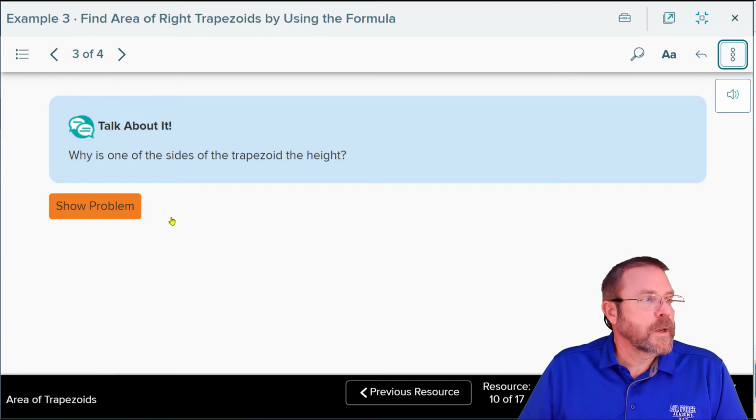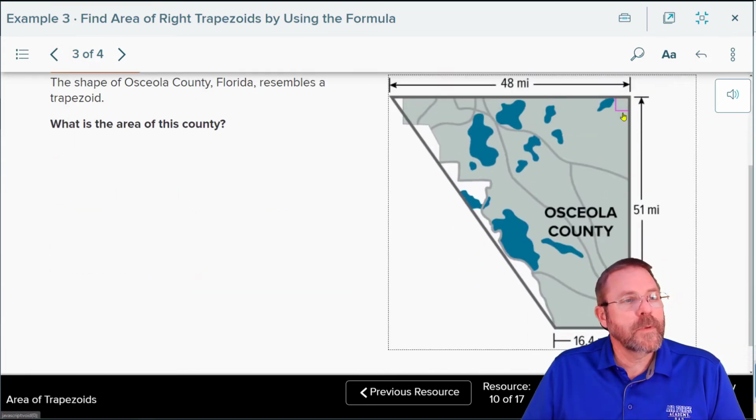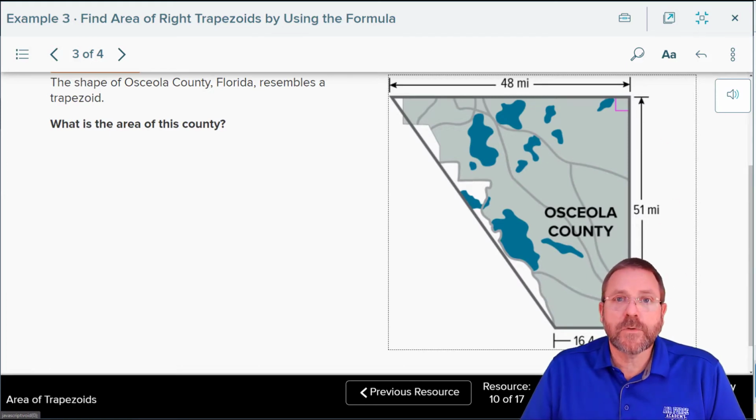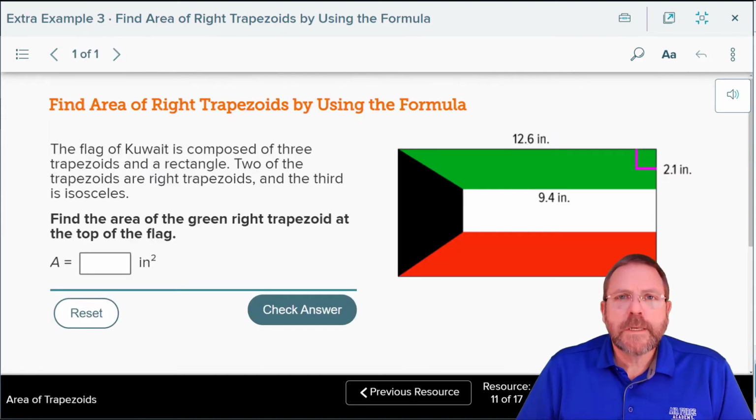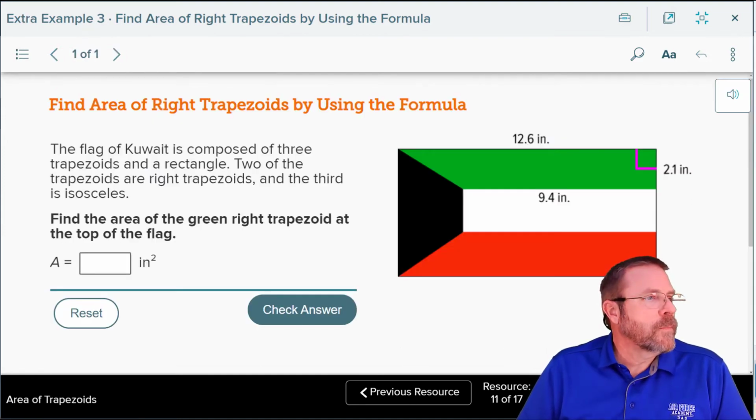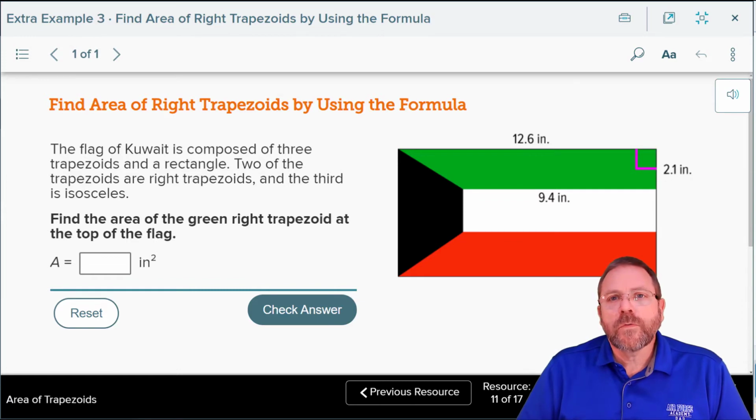Your textbook did ask, why is one of the sides going to be the height? Well, it's going to be the height because remember, your height is always going to be the distance between the two parallel lines of your trapezoid. Once again, it's going to be your turn. Go ahead and pause the video and work this problem involving the Kuwait flag.